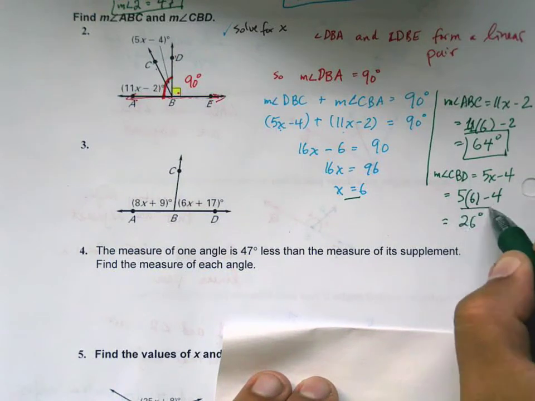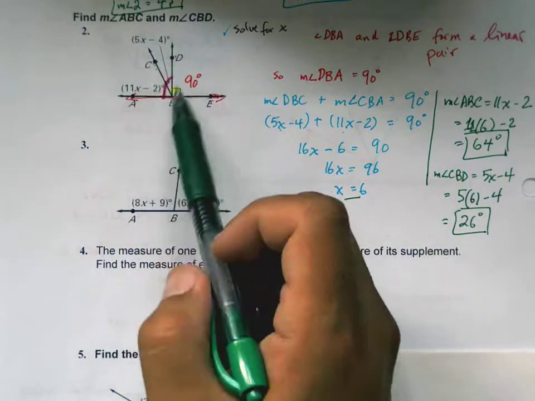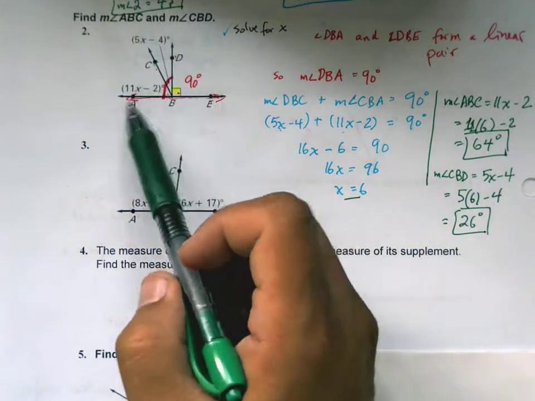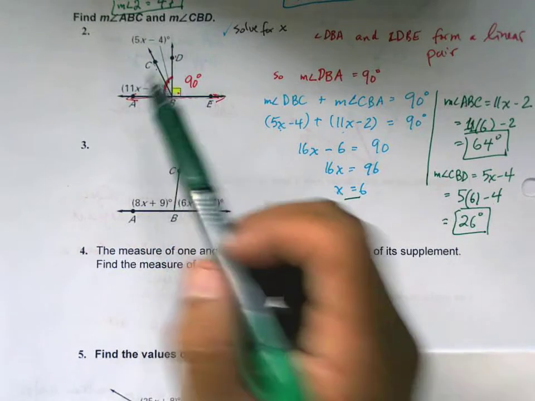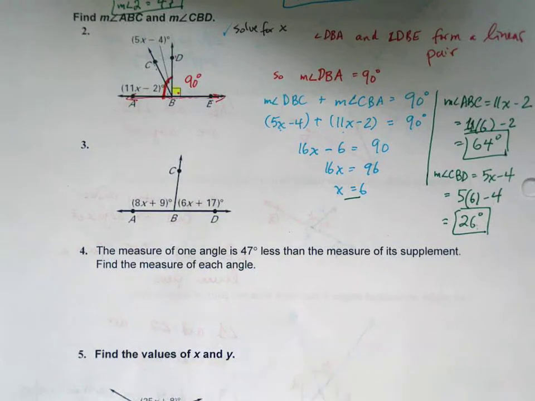Okay. And we can also check. You can see that CBD and CBA, or ABC, these two angles here should add up to 90 degrees. Do these two numbers add up to 90 degrees? 64, 26. So if you check that and they add up to 90 degrees, then we know we have a correct answer.